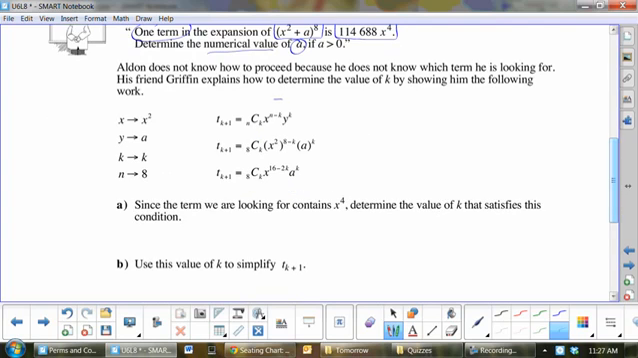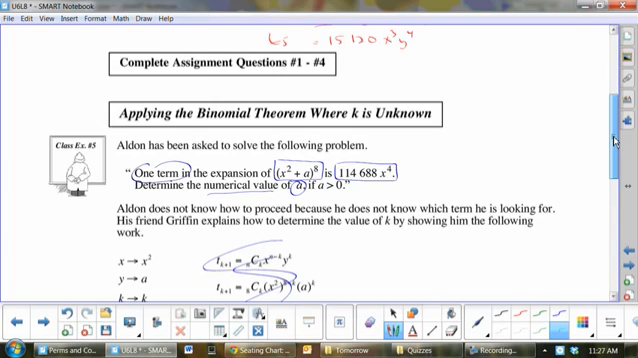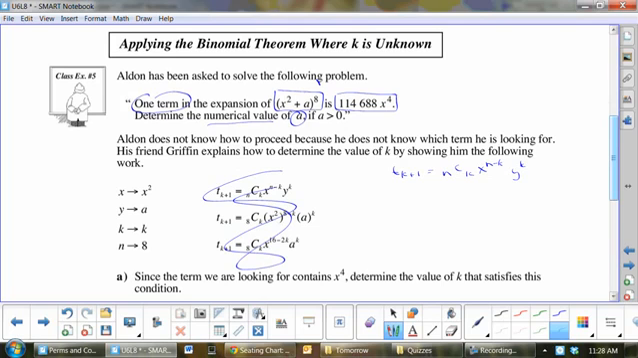Now, ignore all this stuff here because students do not learn if they just read it through. Right? You have to write what's going on. So we are going to start by writing the formula nCk x to the n minus k, y to the k. Now, I want you to look at the question. This is the question right here.